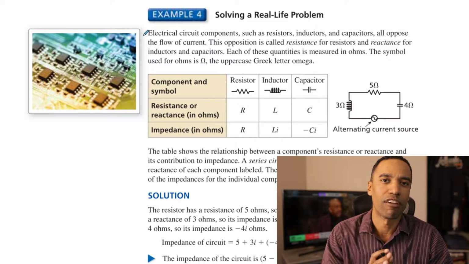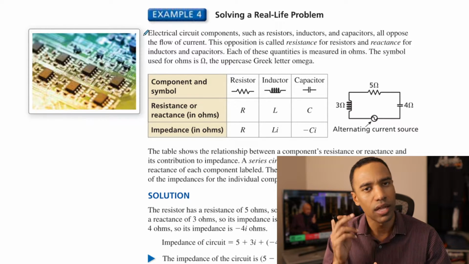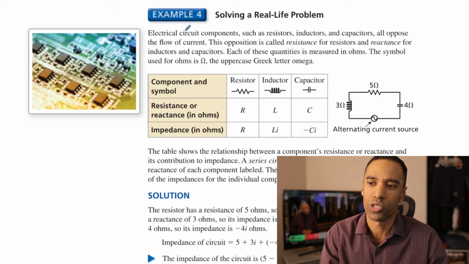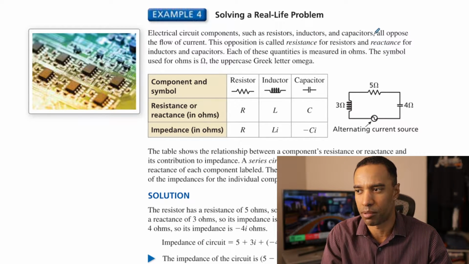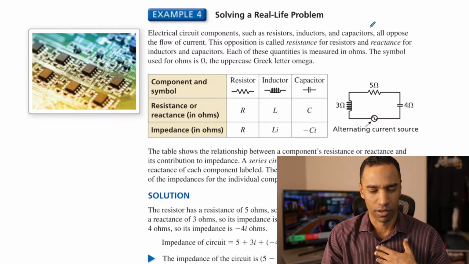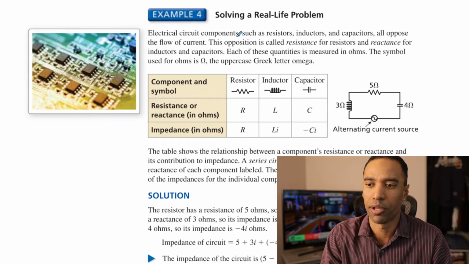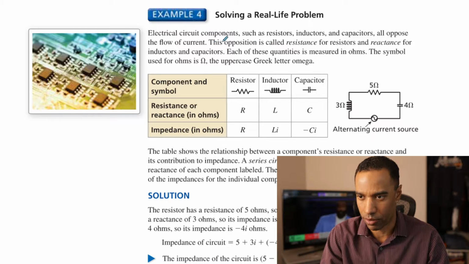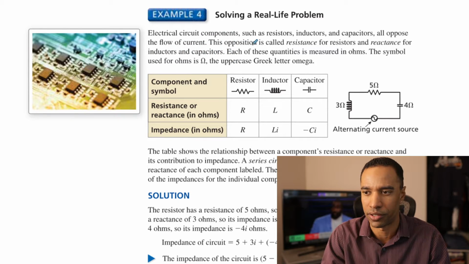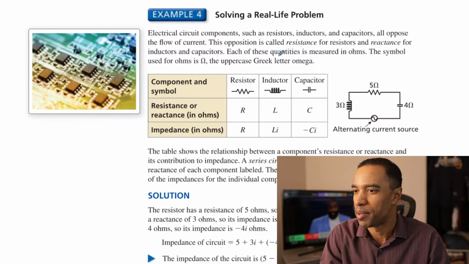All right, solving a real-life problem. Where are imaginary numbers used in real life? Well, here's an example. Electrical circuit components such as resistors, inductors, and capacitors, if I said capacitors, sorry, all oppose the flow of current. This opposition is called resistance for resistors and reactance for inductors and capacitors. Things I'm relearning. I have not seen this in like 15 years. Each of these quantities is measured in ohms. The symbol used for ohms is omega, the uppercase Greek letter omega.